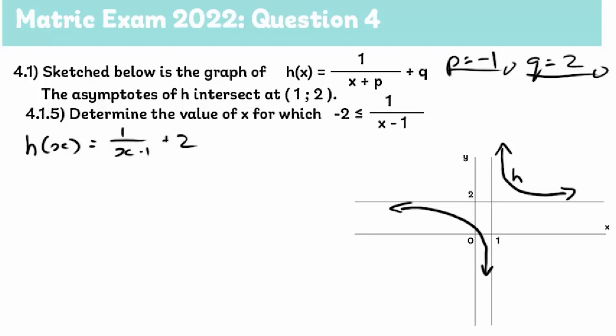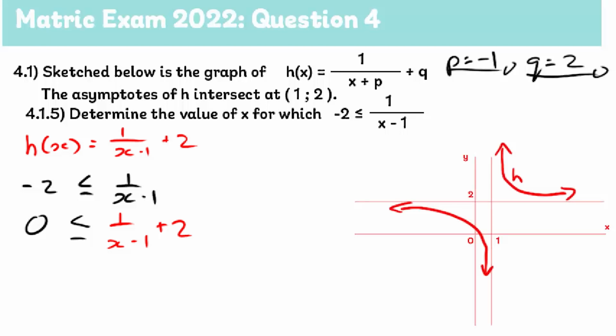Question 4.1.5. Determine the values of x for which minus 2 is less than or equal to 1 over x minus 1. As you can see there, I've written down the function. We've already determined that in previous questions. So now let's have a look at minus 2 less than or equal to 1 over x minus 1. If we take the 2 across, you'll see that 1 over x minus 1, plus 2 is exactly the same as the h(x) function, which means that we're talking about the graph on the bottom right.